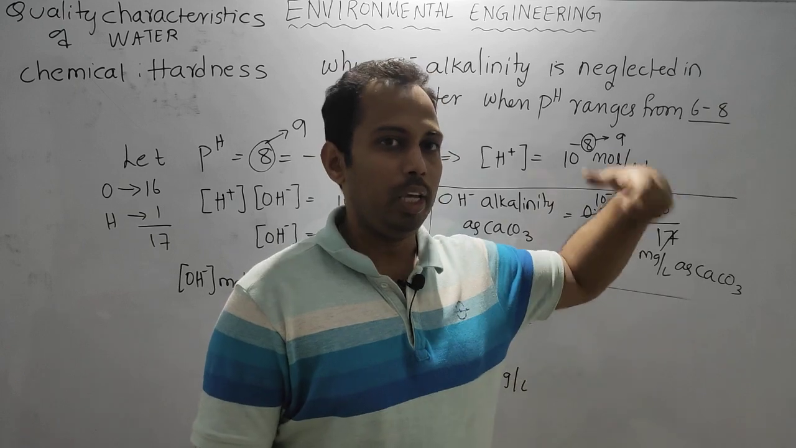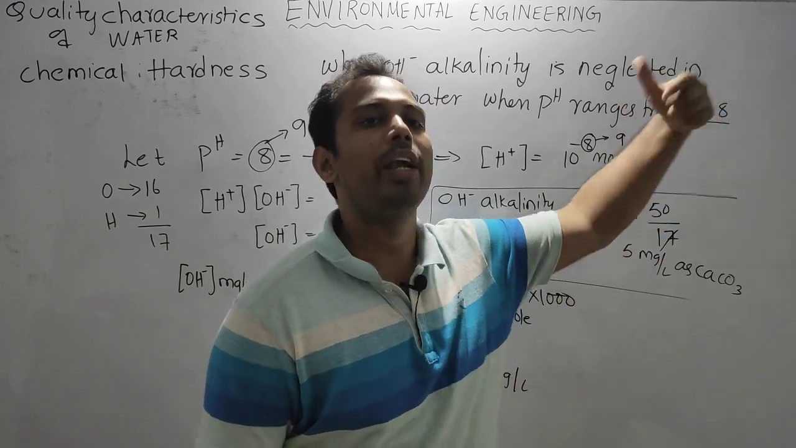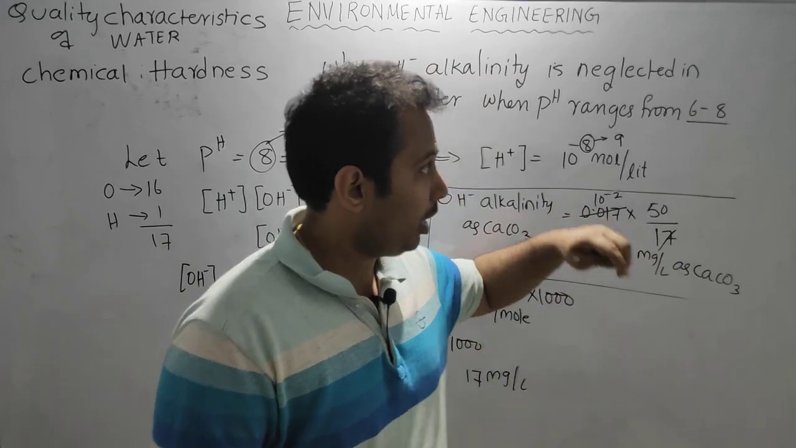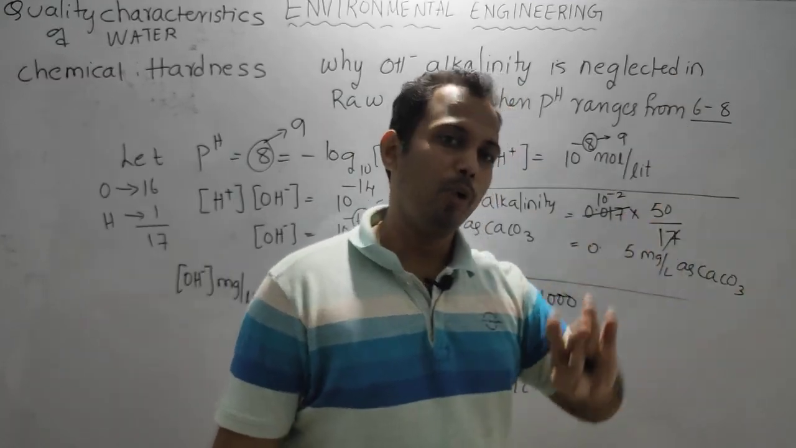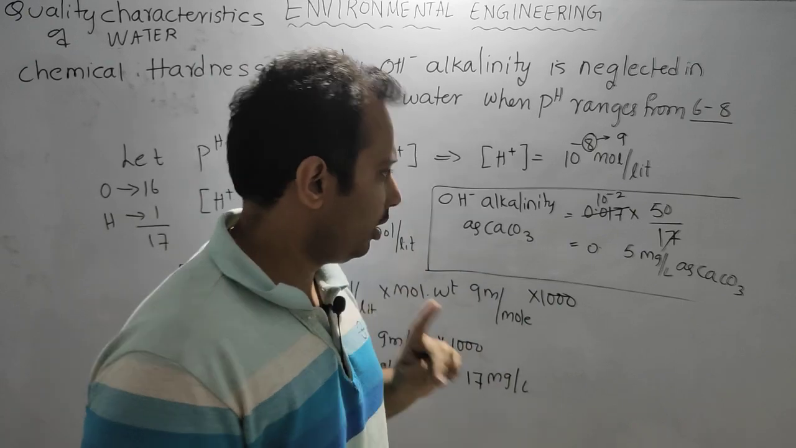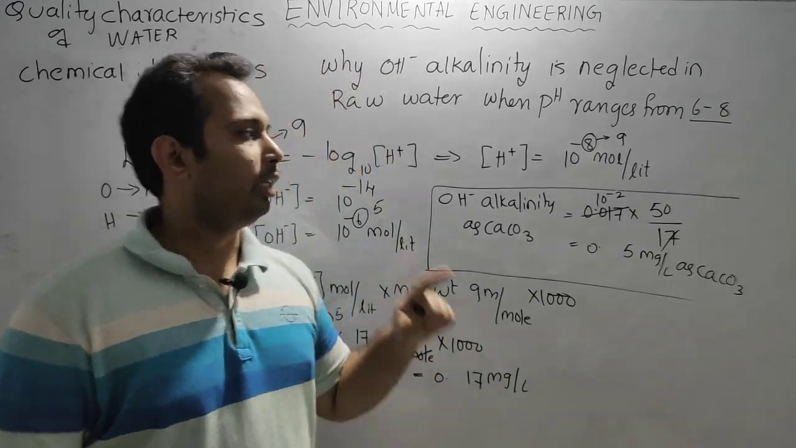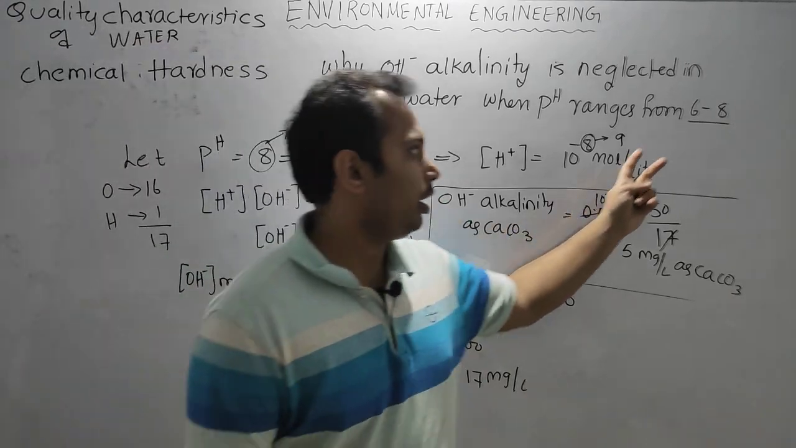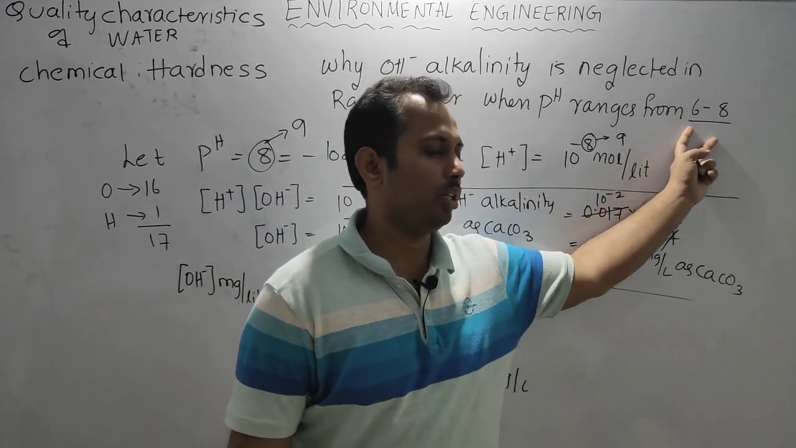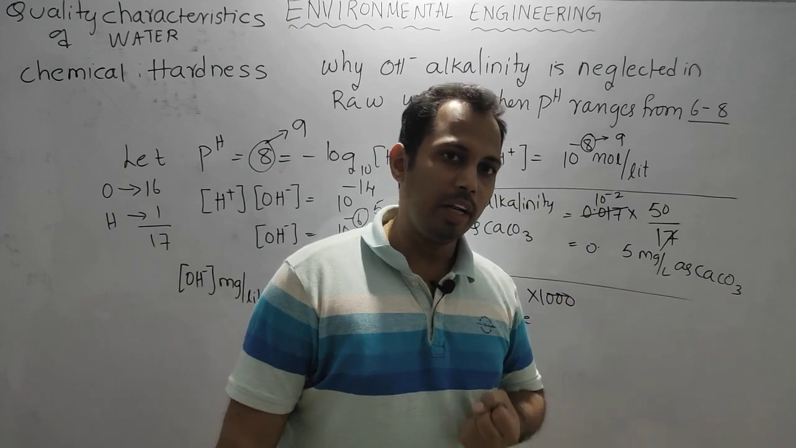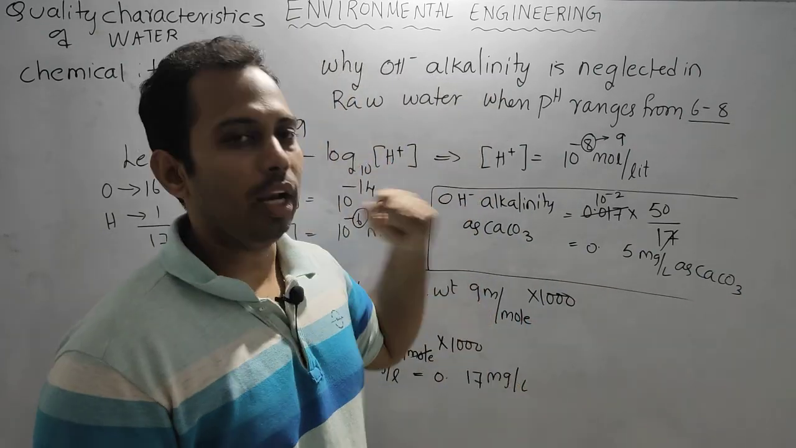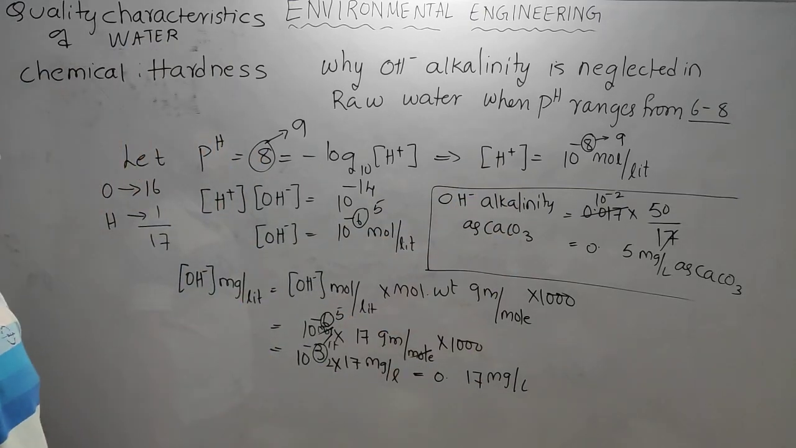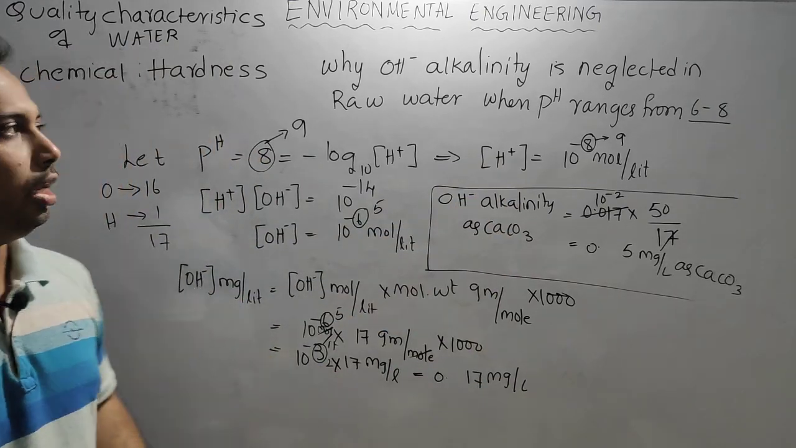So when pH is 10, it is 5 mg per liter. That means when the pH is more than 10, then OH minus alkalinity is considerable. Otherwise, it is not at all considerable, it is very negligible. Generally the working pH range of raw water varies from 6 to 8. That is why we generally neglect the OH minus alkalinity. This is the theoretical explanation of why we neglect the OH minus alkalinity in raw water.